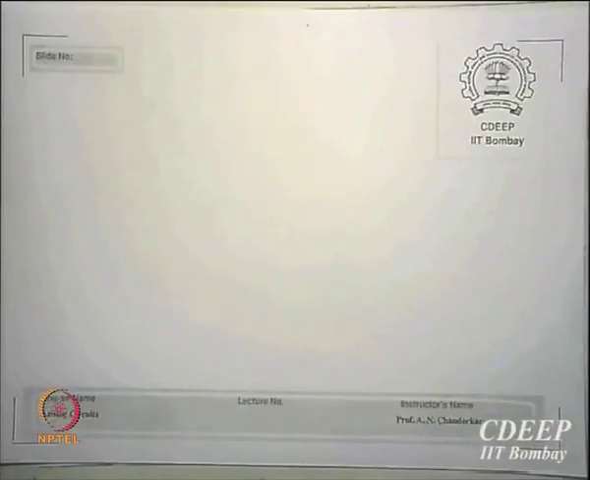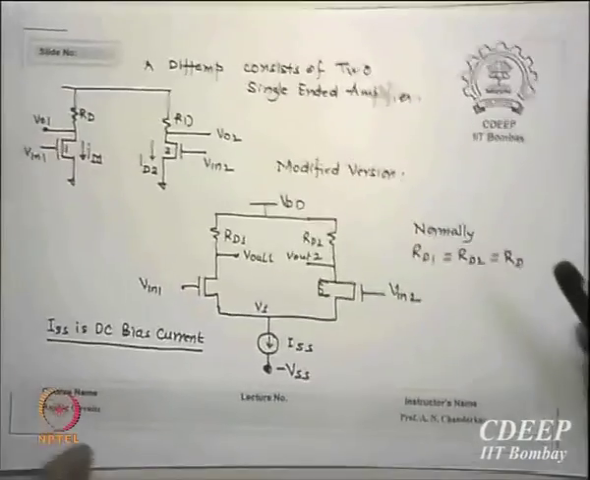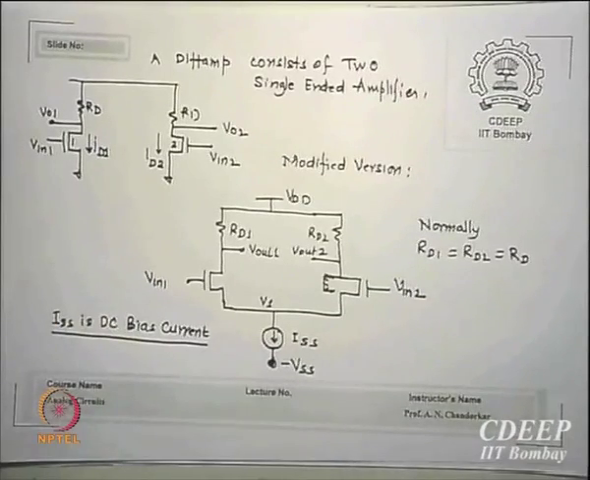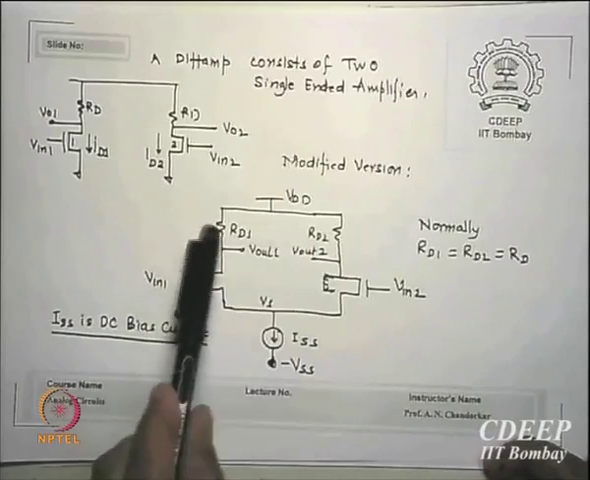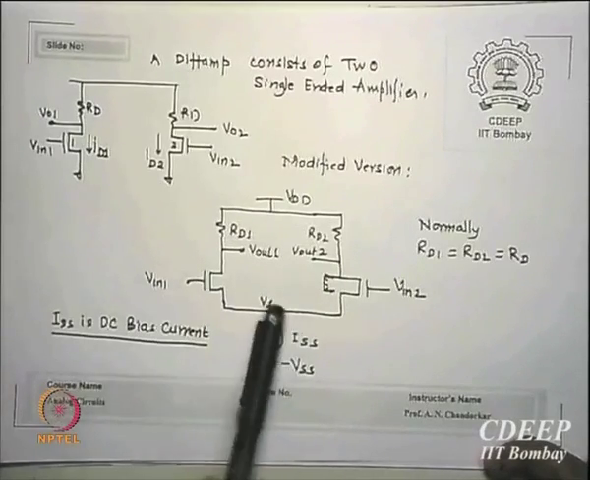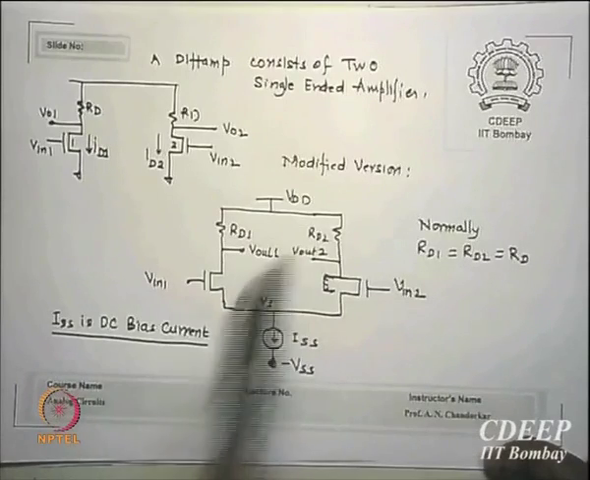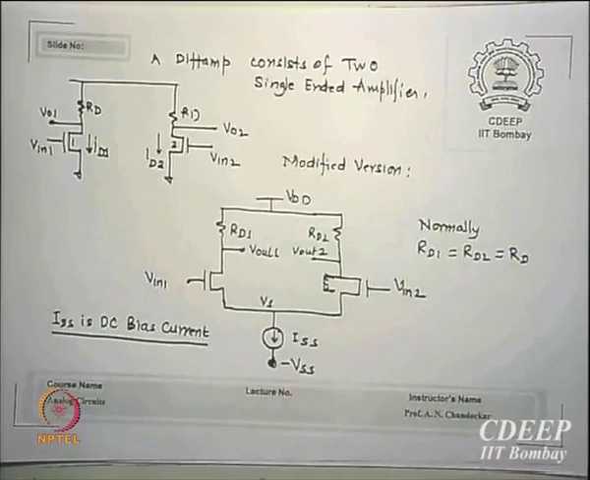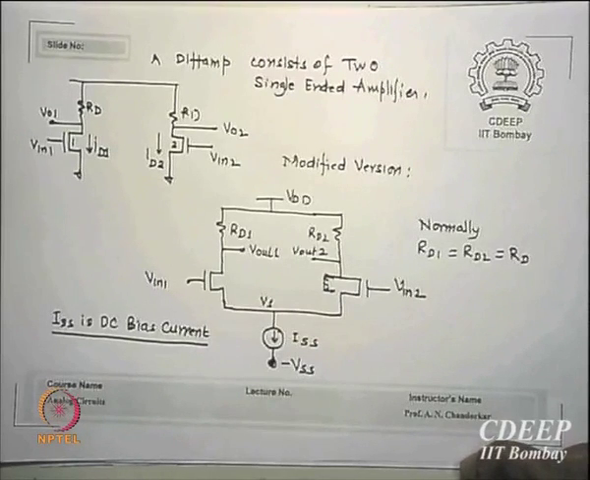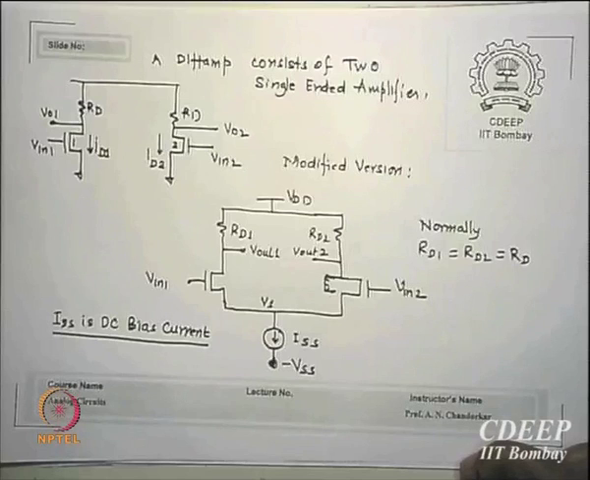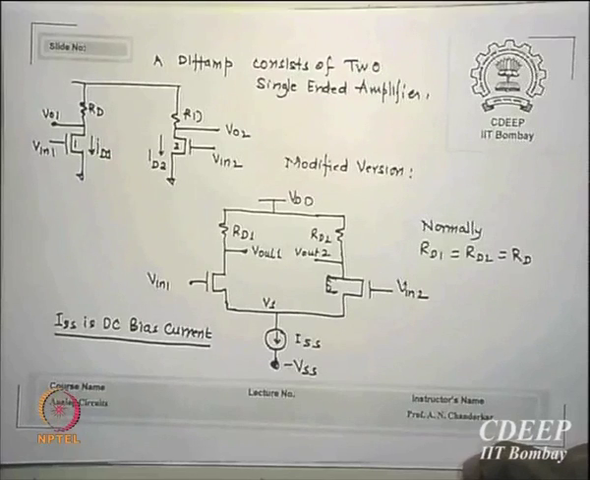This is just what we did the other day. We said a DFAM has 2 single ended amplifiers in which their sources are connected, and there are 2 resistances. Assume RD1 is equal to RD2 equal to RD, then this is the circuit which we call the differential amplifier, or DFAM in short. This ISS is the biasing current. In MOS it is normally called ISS, in bipolar they call it ICC or just I. If you are doing otherwise, just look, they only write capital I, that is it.